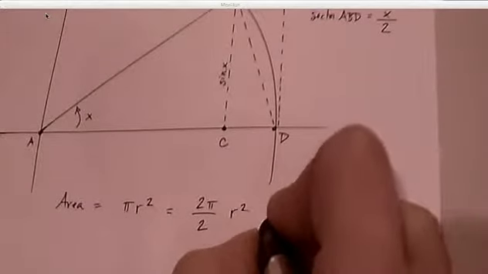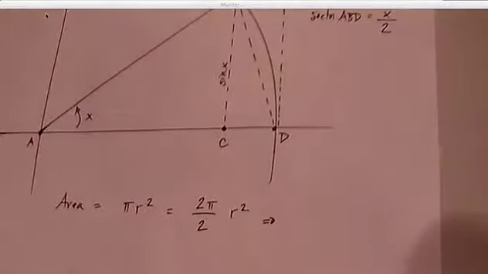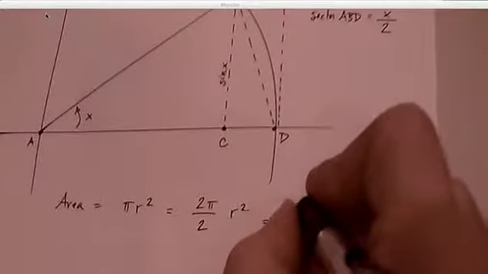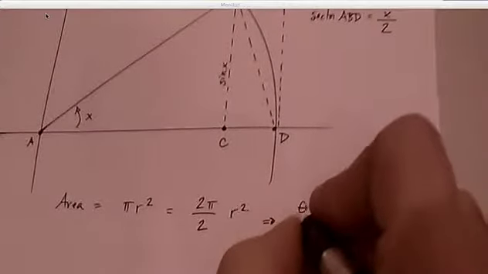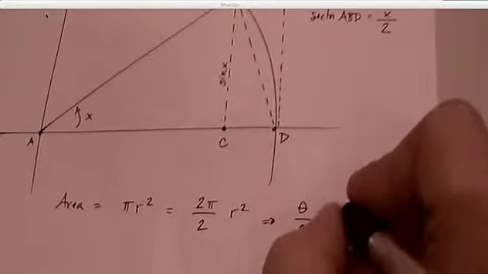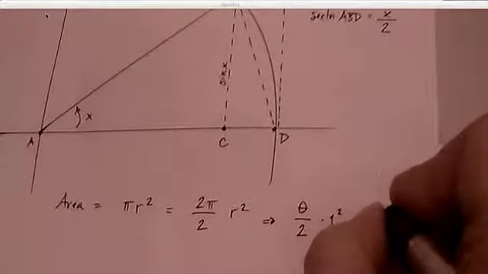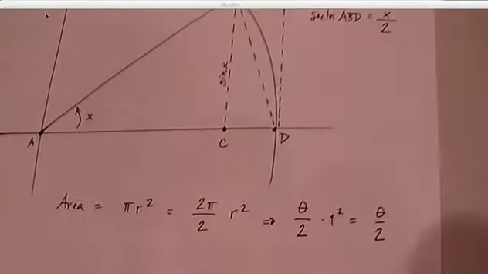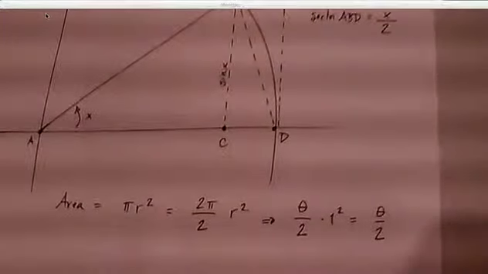squared. Well, if we're dealing with less than a full revolution, then that 2 pi becomes theta, and in the unit circle, that r squared becomes 1 squared. Okay, so that just becomes theta over 2. So the area of a sector is always theta measured in radians divided by 2.